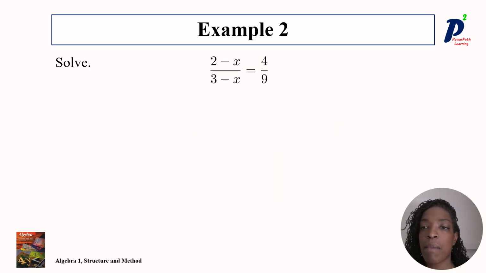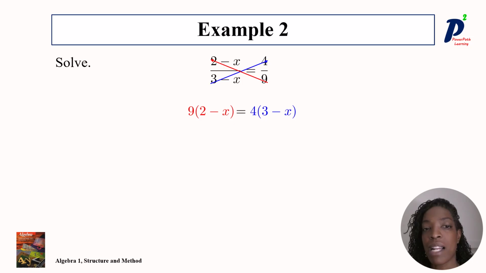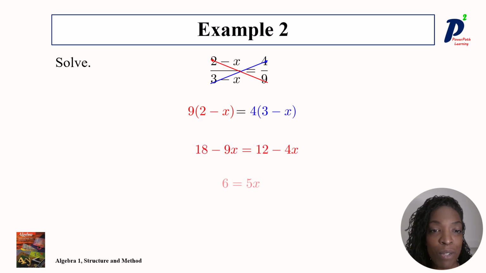Now, we can use the same method with this problem, but since we have equivalent fractions, I'm just going to treat them like a proportion and cross multiply. So first I'll multiply 9 times 2x, then I'll multiply 4 times 3 minus x, and then I distribute and solve.